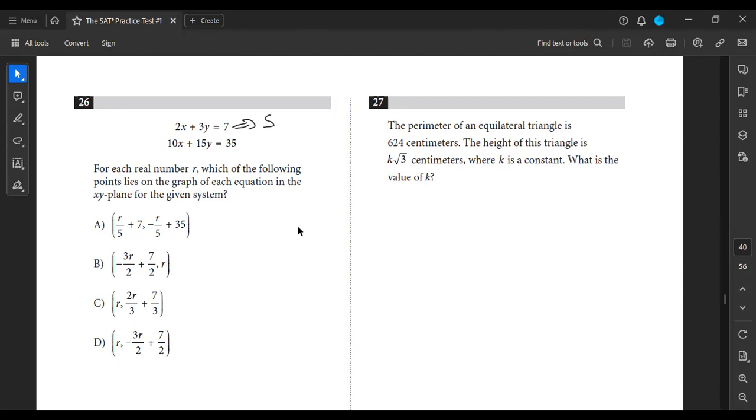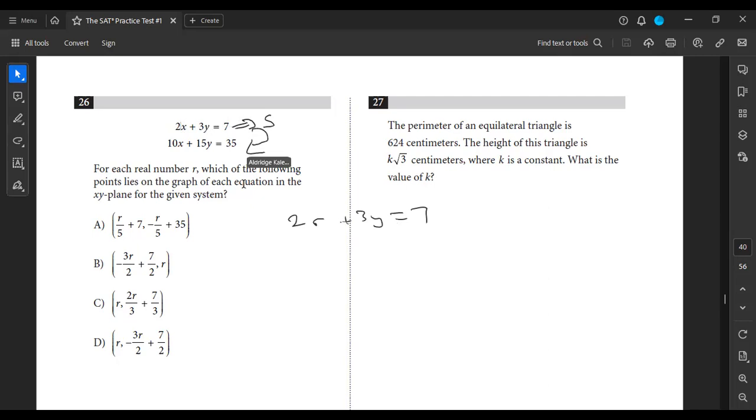So for each real number r, which of the following points lies on the graph of each equation in the xy plane of the given system? So we're trying to find, let's see. For example, if I substitute r for x, it means whatever answer I find should be the same. Let me show you what I mean. Let's substitute r for x. So 2r plus 3y is equal to 7. It means whatever answer I find here is going to be the same answer here.